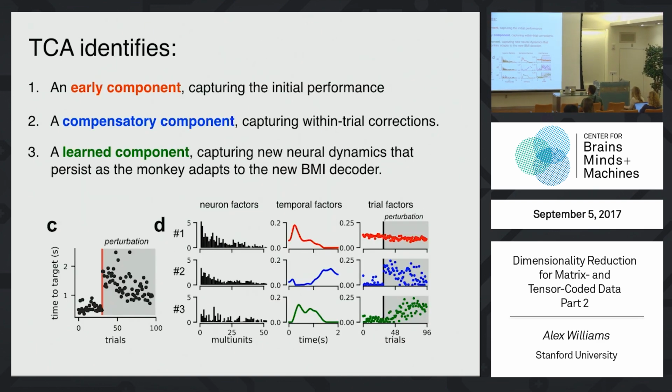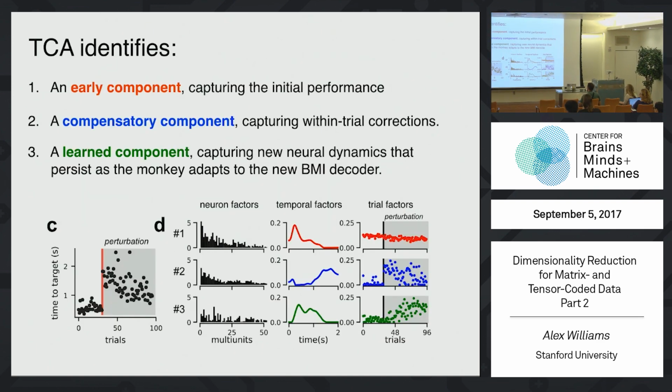And interestingly, after the perturbation comes on, these dynamics do not extinguish or die away. Even though the perturbation, they're actually doing the wrong thing. They're pushing you 30 degrees off because of the perturbation. So rather than actually extinguishing these early components, what the monkey does is it adds 2 more components. One is a corrective component that immediately comes on, and the other is a slower or learned component, is what we call it, which comes later and it more slowly ramps up.